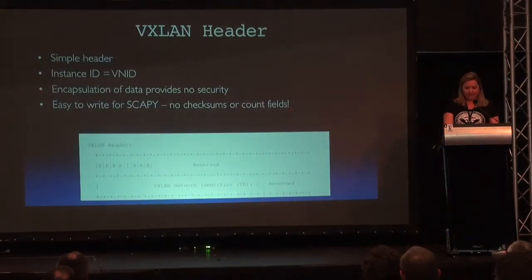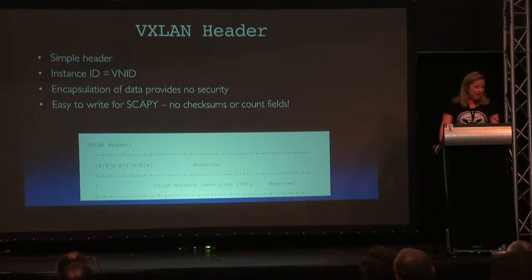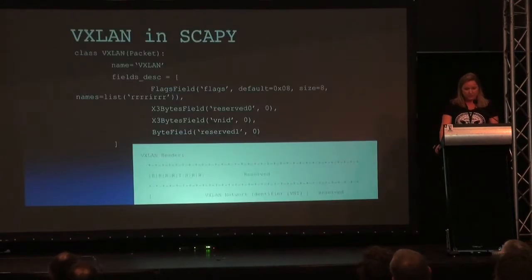And this is what the VXLAN header looks like, which when I saw it, I was pretty excited because it's pretty simple. It's made up of a bunch of reserved bytes and bits, and then the VXLAN network identifier is just stuck in there. It's great to write for Scapy because you don't have to write checksums or anything, so it's really simple. So this is what VXLAN looks like in Scapy. I don't know if it's in Scapy now. It wasn't when I was looking at it.